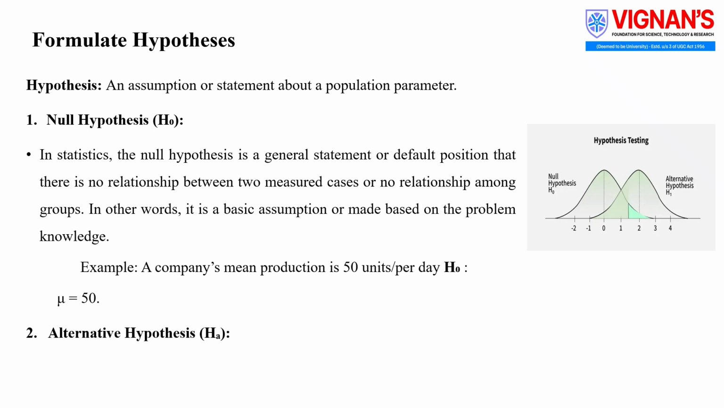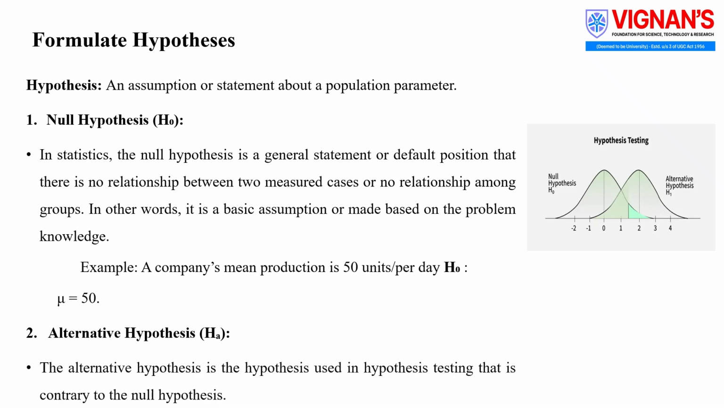The second one is the alternative hypothesis, written as HA. The alternative hypothesis is the statement that is opposite to the null hypothesis. It suggests that there is an effect, a change, or a difference. For the same example, if we want to check whether the company's production is not equal to 50 units per day, then the alternative hypothesis becomes HA: mu is not equal to 50. In summary, the null hypothesis assumes no difference, while the alternative hypothesis looks for a possible difference. Now let's discuss key terms of hypothesis testing.